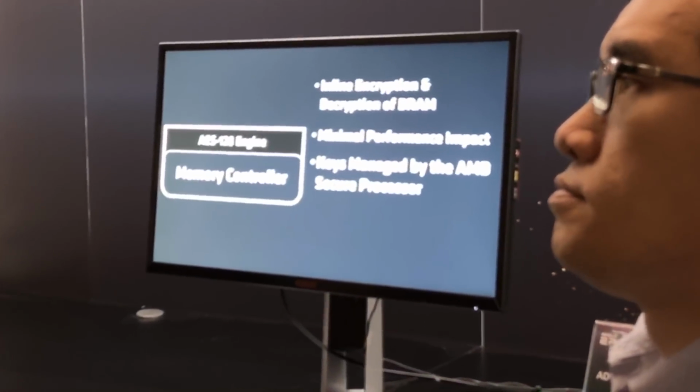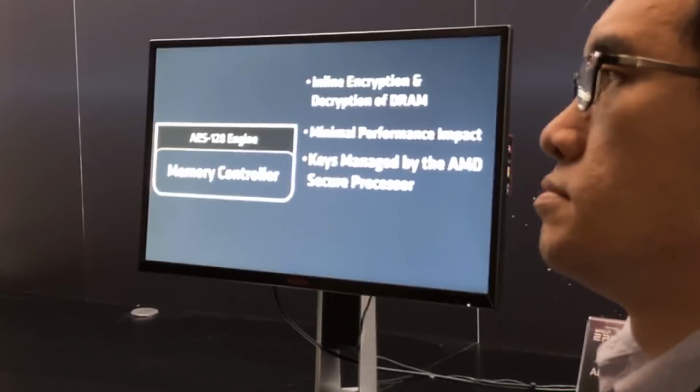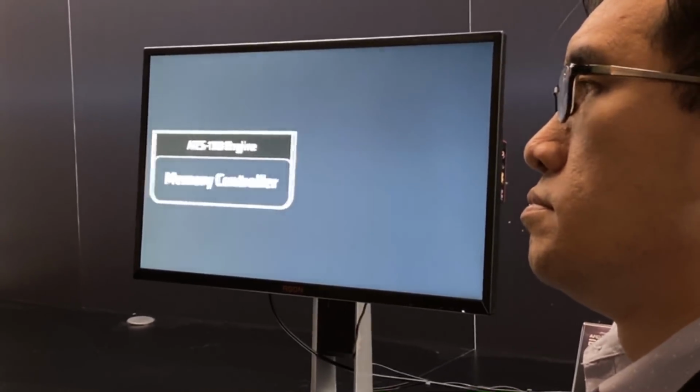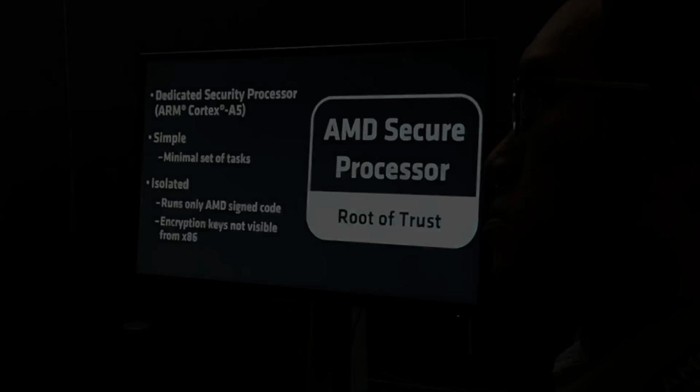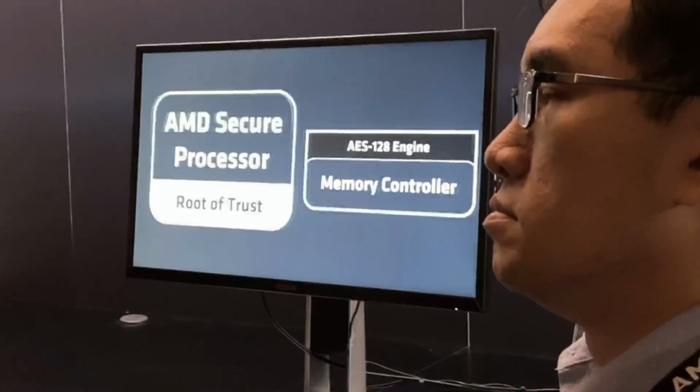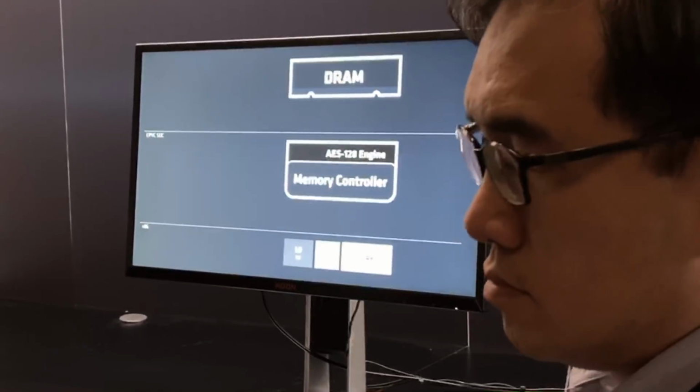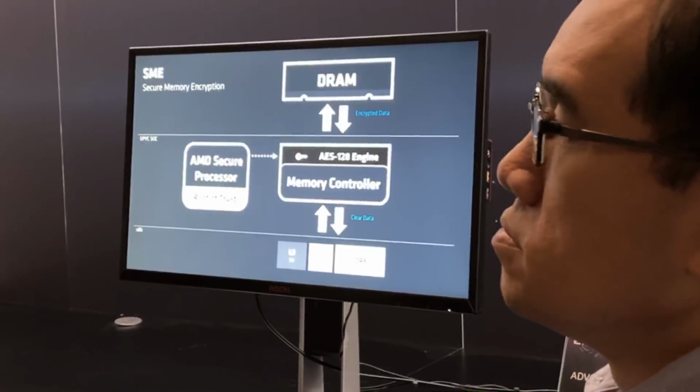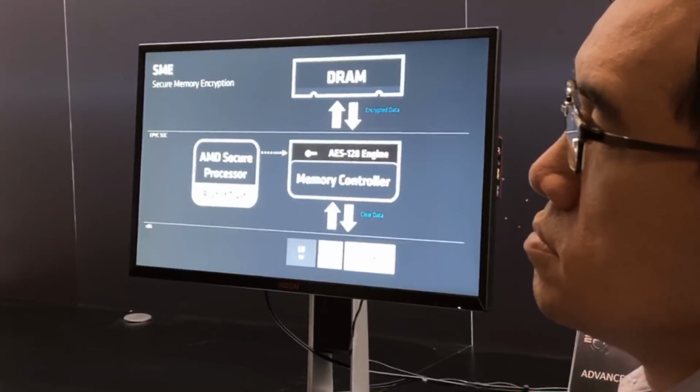So with secure encrypted virtualization, when you boot up the hypervisor, it gets its own unique encryption key. So everything gets encrypted in main memory for the hypervisor. And then as you spin up each individual VM, each of those VMs gets their own unique key. So now you've got cryptographic isolation between the hypervisor and all the VMs. So now the administrator can no longer go see what's going on.